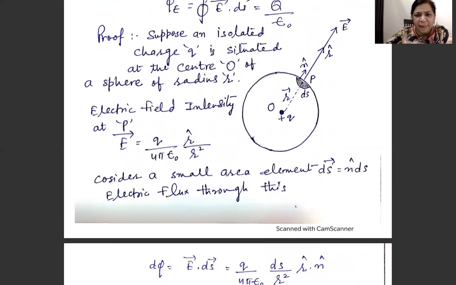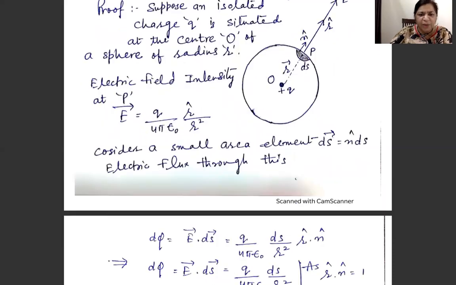Let us consider a charge Q that is situated at the center O of a sphere having a radius R. You can see. So the electric field intensity at P, we already know that if the point of observation is situated at a distance R from the given charge, then we can calculate the electric field intensity, that is the force experienced by a unit positive charge. Yes, so electric field intensity is equal to Q by 4 pi epsilon naught R square, and side by side we will be writing here R cap. R cap will give the direction of the electric field intensity. It is the unit vector.